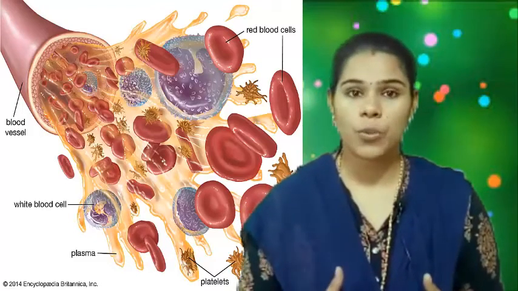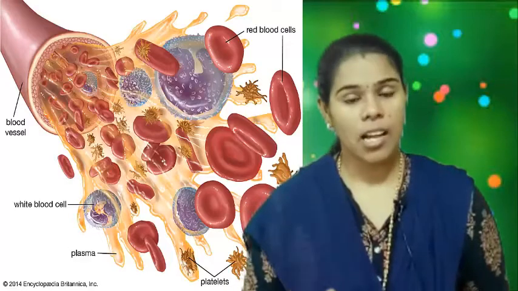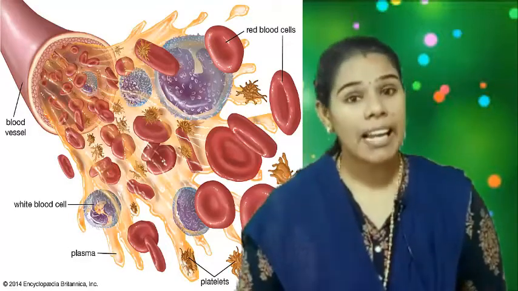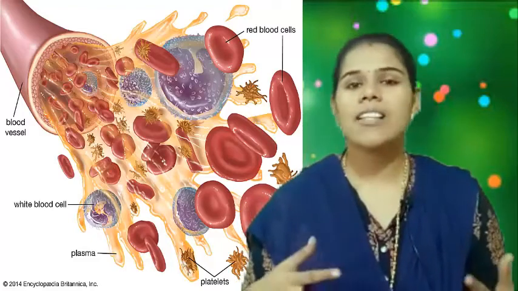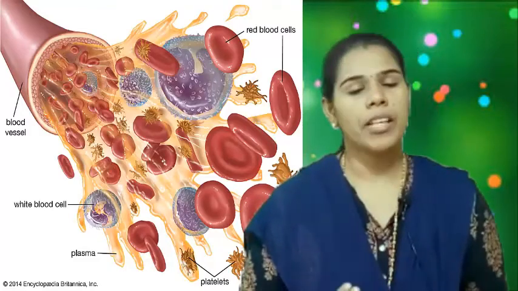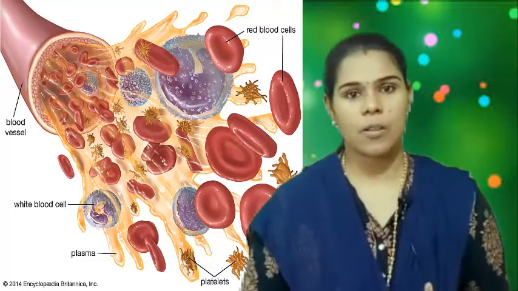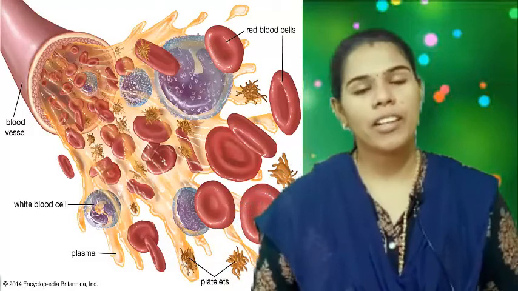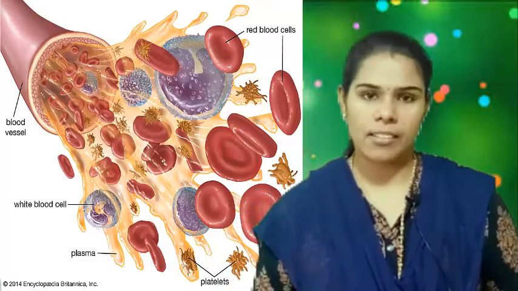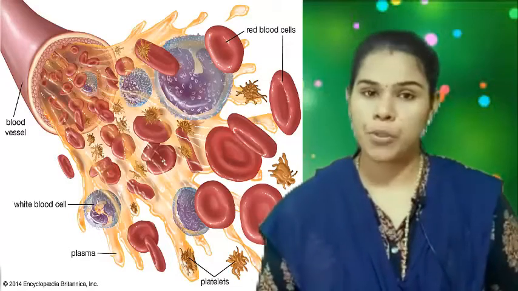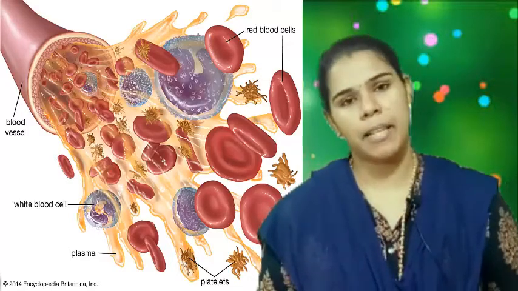The first one is what? RBC, which means red blood cells. The second one is WBC, which means white blood cells. And the third important component is platelets. So these are the three different types of cells present inside the blood.